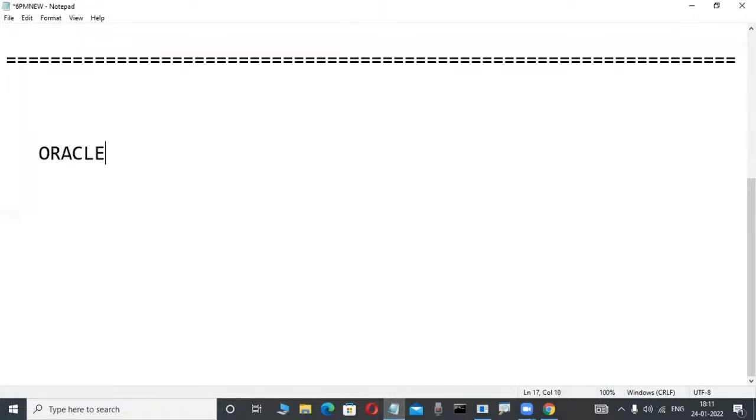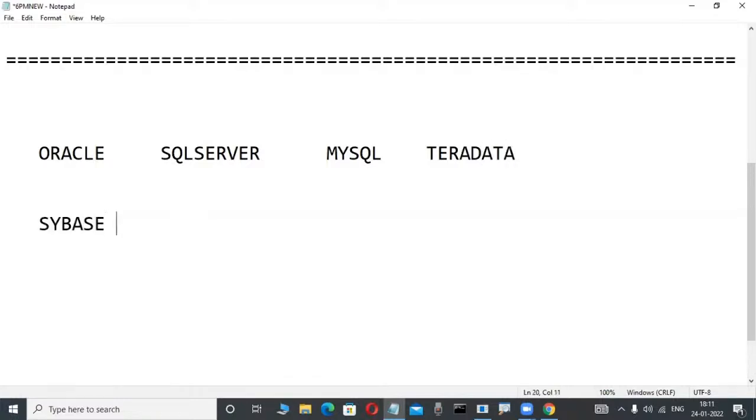Oracle is a product from Oracle Corporation. Don't write it today. SQL Server is a product from Microsoft. MySQL is an open source product, that is also now from Oracle. Teradata is a product from NCR Corporation. Sybase is a product from Ingres Software. Many such products are there, and all are implemented based on the relational data model.